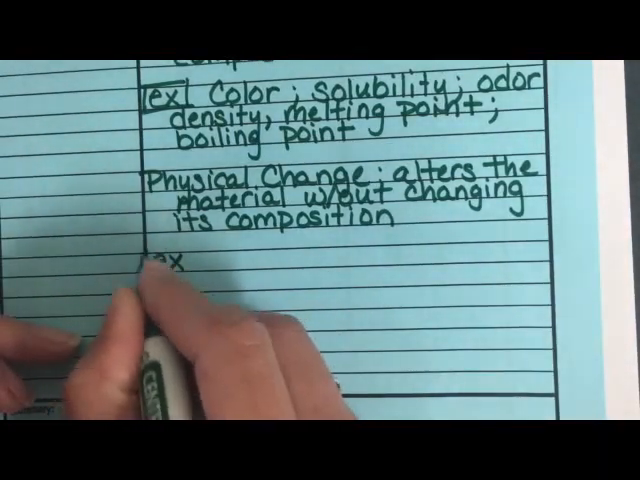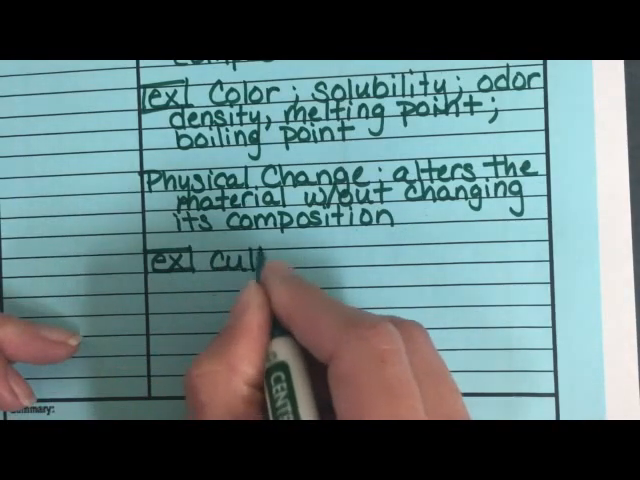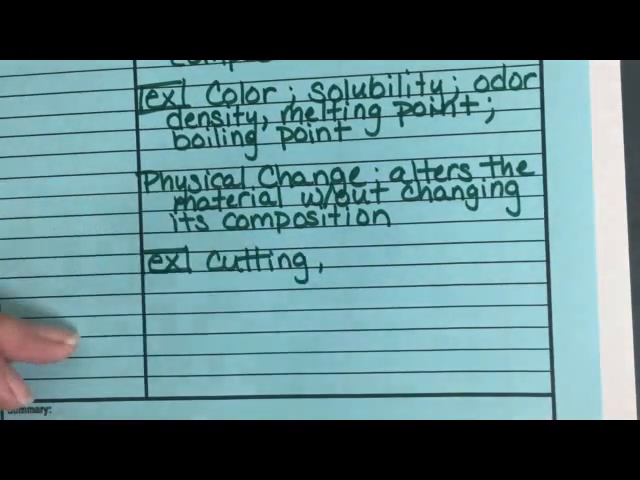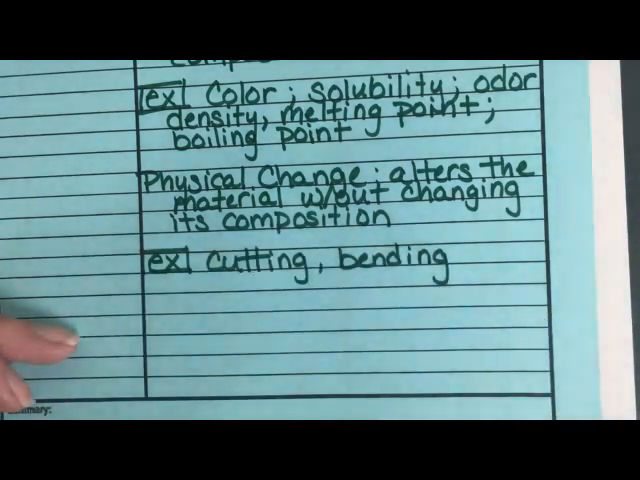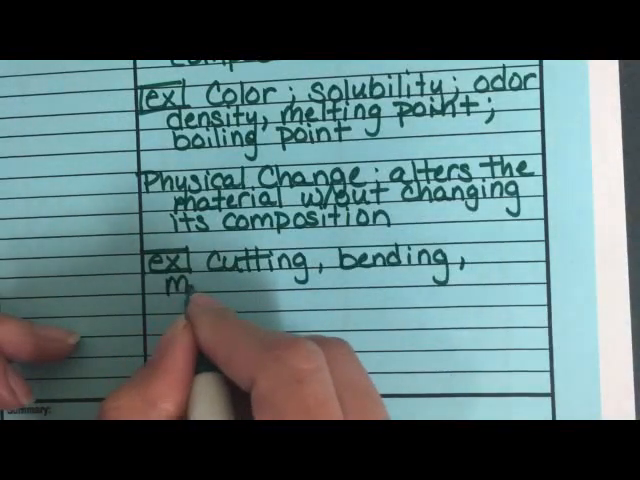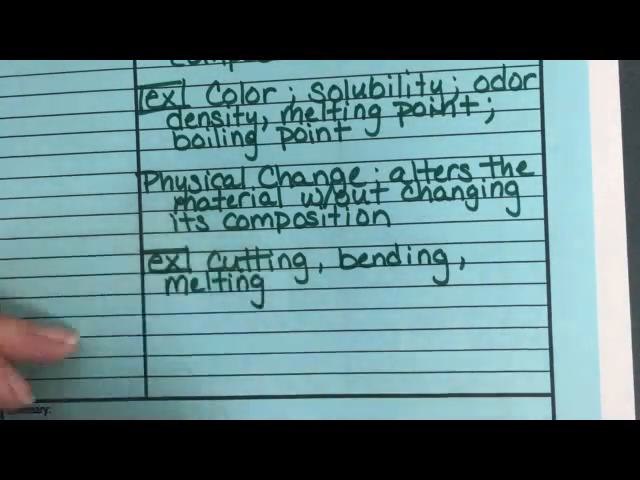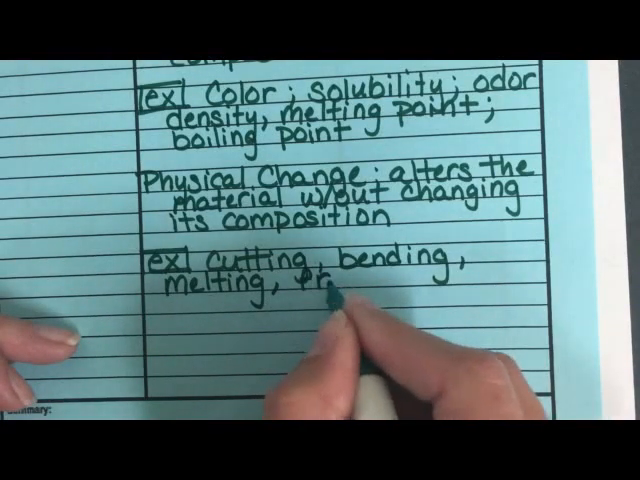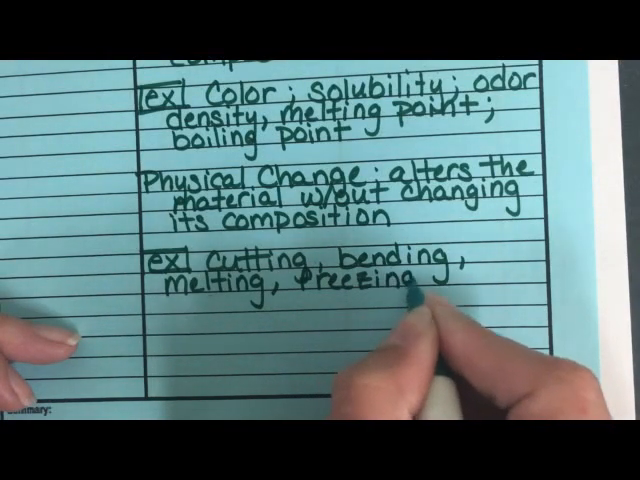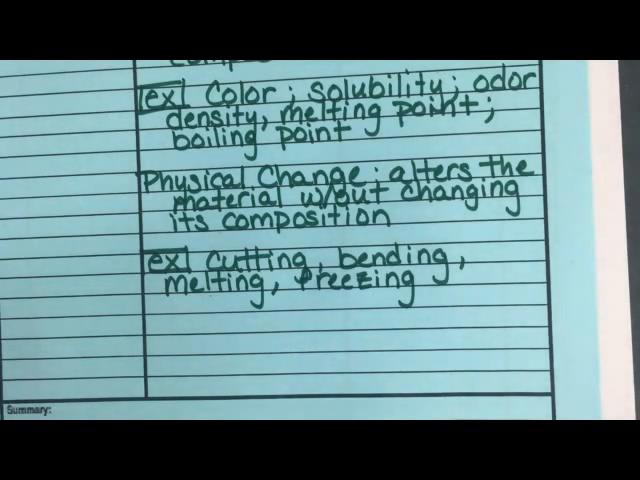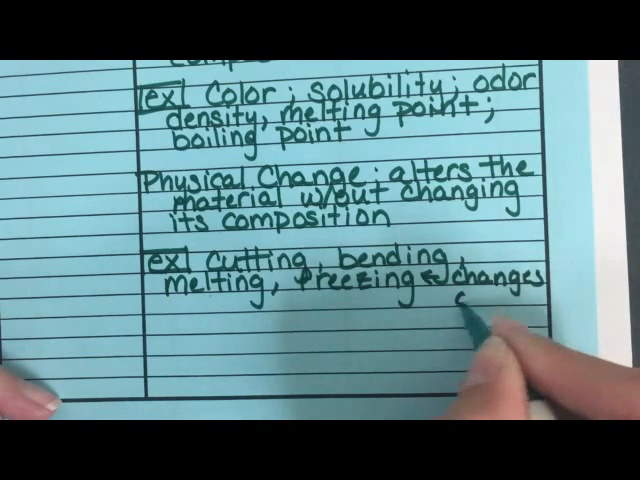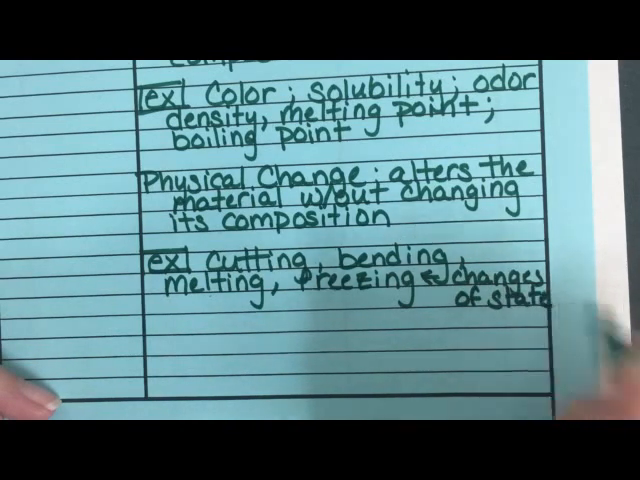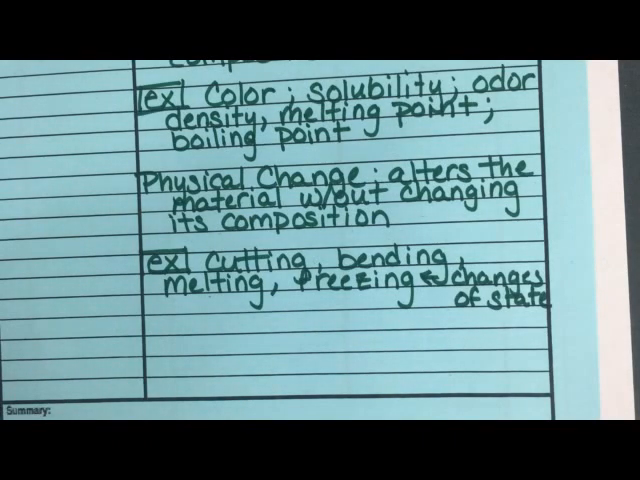So some of those examples: cutting, bending, melting, or freezing. Changes of state are always physical changes. So melting, boiling, freezing, evaporation, always physical changes.